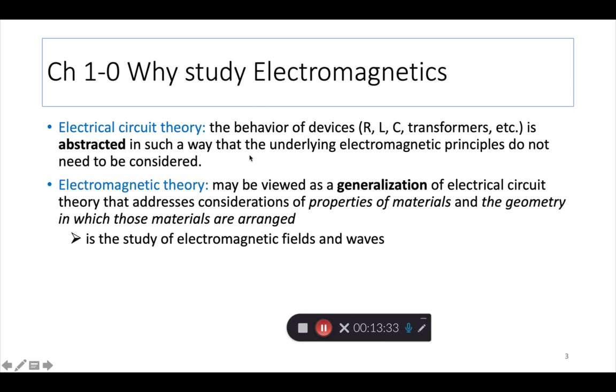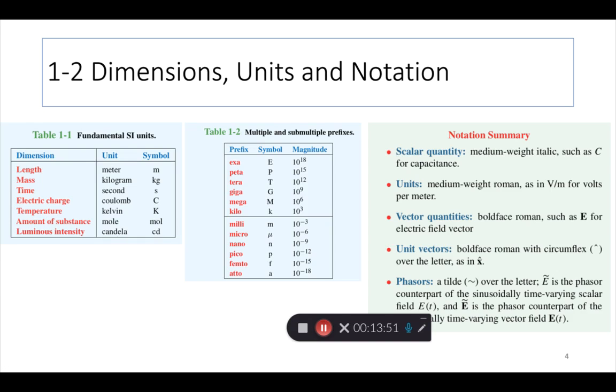So I hope that gives you a bit of a difference between circuit theory and electromagnetic theory. And lastly, it's also said that the study of electromagnetic fields and waves is what we'll be studying in this course, electromagnetic theory. Okay. All right, moving on to slide number 4.